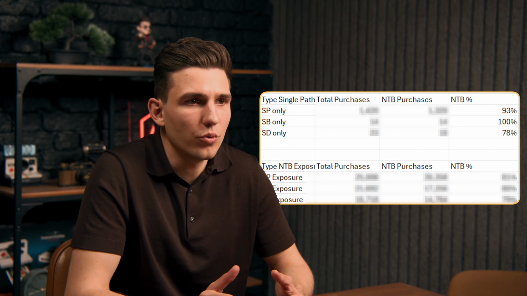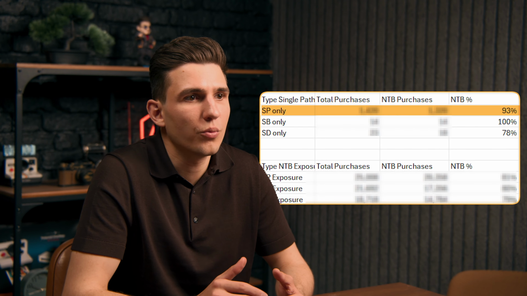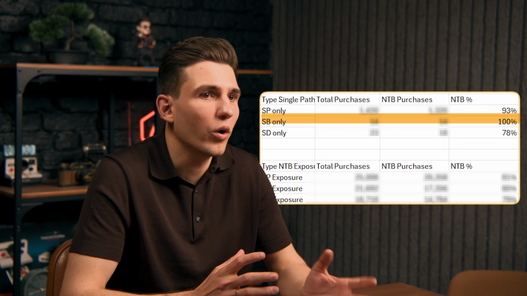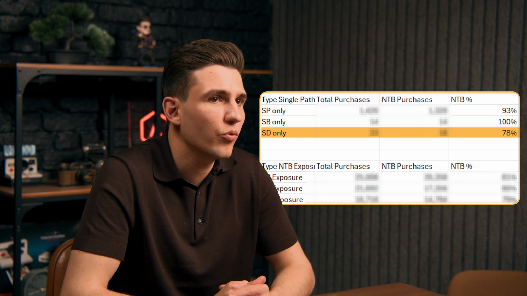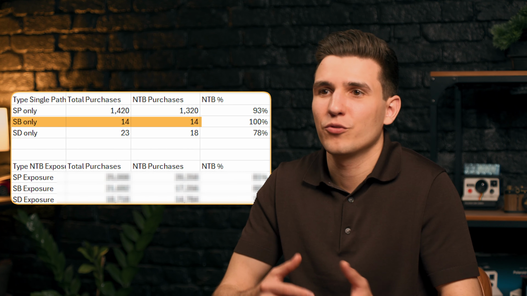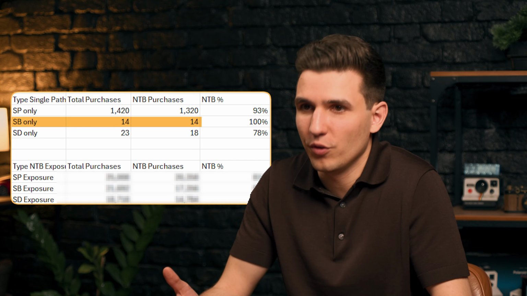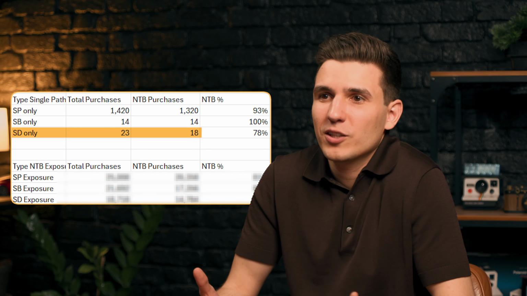In our example report, the single path view shows 93% new to brand for sponsored products, 100% for sponsored brands, and 78% for sponsored display. But the volume behind those numbers is very different. Sponsored brands only had 14 purchases in the single path view. Sponsored display only had 23, which makes the single path NTB percentage less stable.